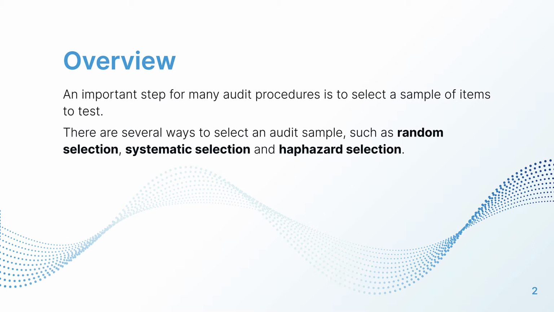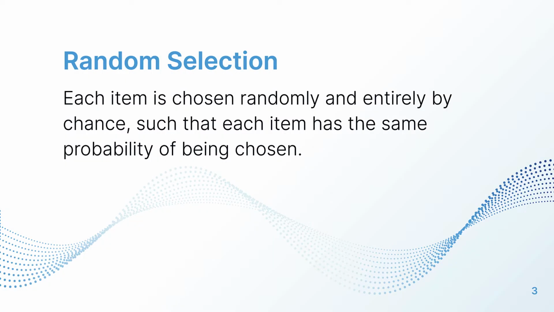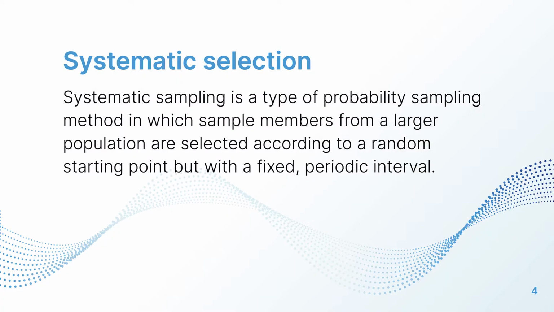There are several ways to select an audit sample, such as random selection, systematic selection, and haphazard selection. In random selection, each item is chosen randomly and entirely by chance. That means each item has the same probability of being chosen. In systematic selection, we select a sample by certain criteria.